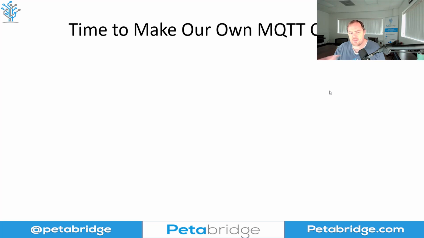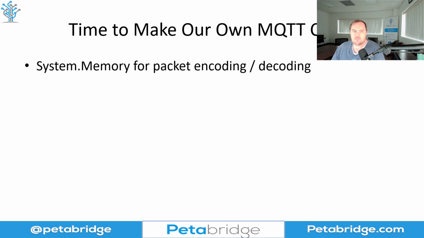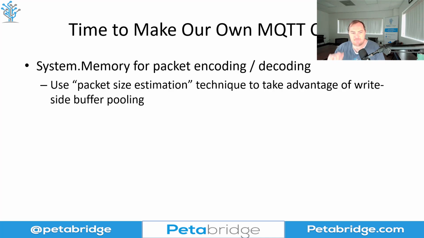So before we wrote any code, I made the following design decisions early on. The first was that we were going to use System.Memory for packet encoding and decoding. Now that's a pretty obvious choice. That's what everyone uses for buffer management today, because that gives you the best opportunity for trying to do things like zero copy buffer manipulation. But what's not obvious is implementing a packet size estimator when you're on the write side of the operation.